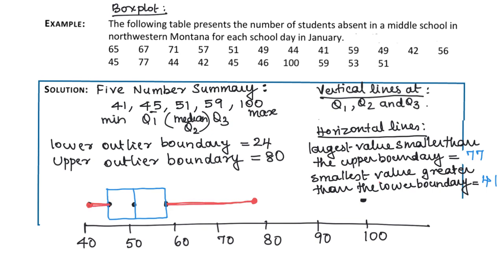100 is outside of the boundary. So, that is an outlier. Mark the outlier as X. So, this is the box plot. These three are Q1, Q2, Q3. This is the outlier. This is the largest value smaller than the upper boundary. This is the smallest value greater than the lower boundary.